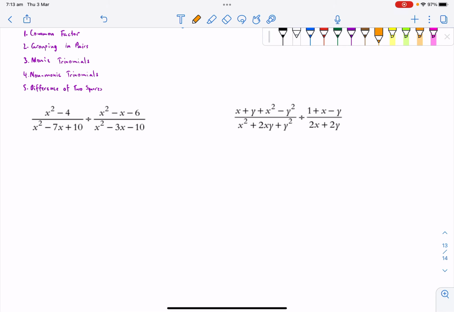So let's begin. Here in this numerator, we have a difference of 2 squares. All right, as you can see, that's a squared number, that's a squared number, and they got a minus in between. So that's a difference of 2 squares.